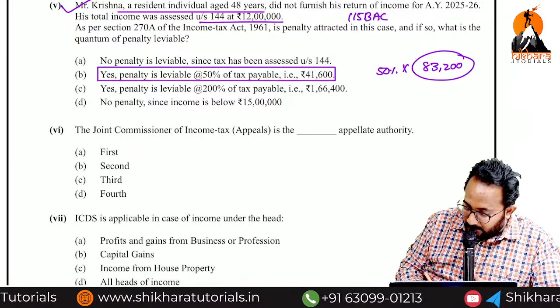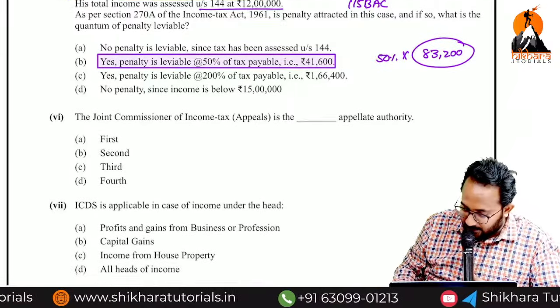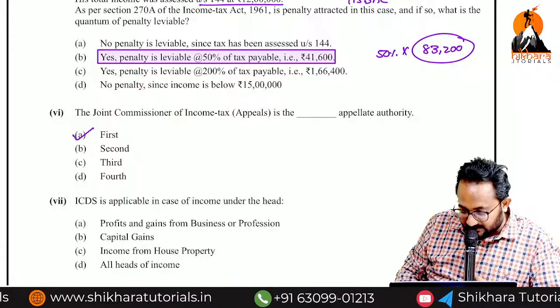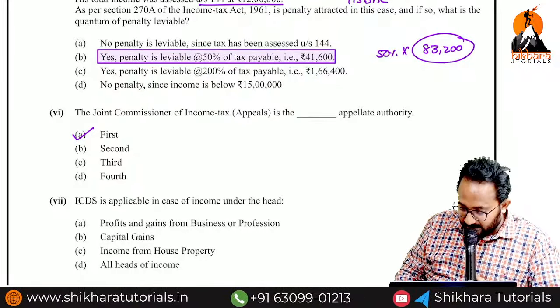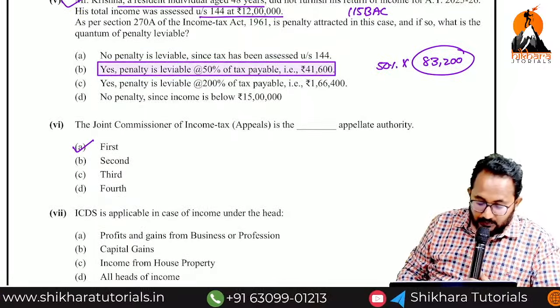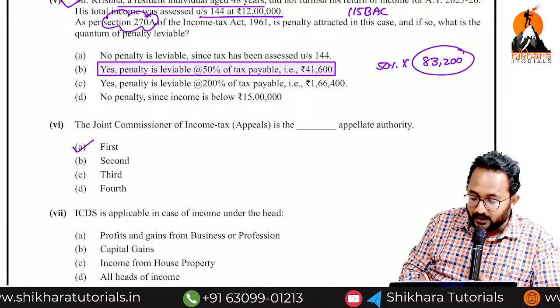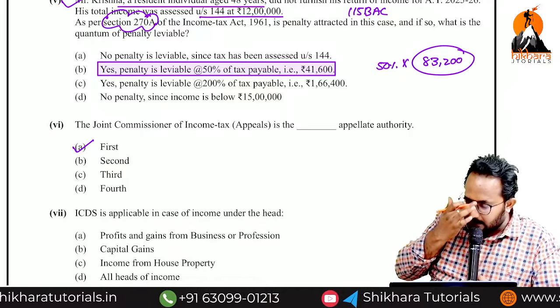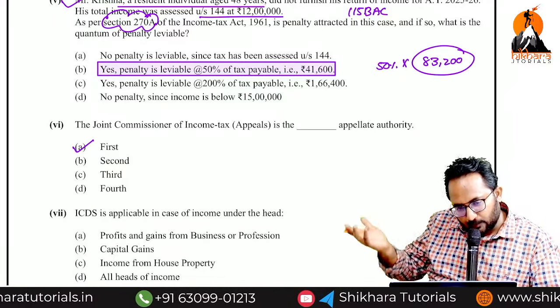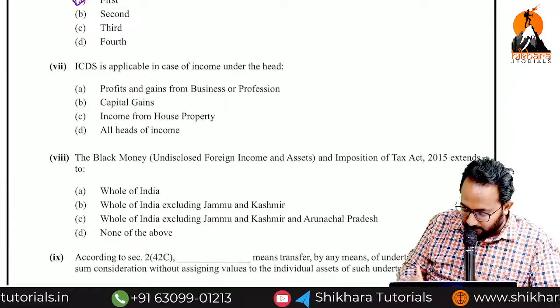If it is misreporting, you can apply 200%. Joint Commissioner of Income Tax (Appeals) is the first income tax appellate authority. Understood? 270A means under reporting. By default means 50%. Intentionally if done, that is misreporting, 200% of tax you can apply.